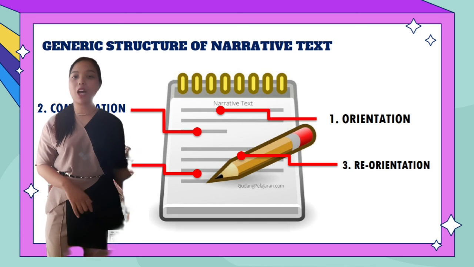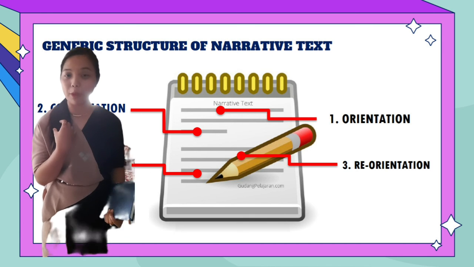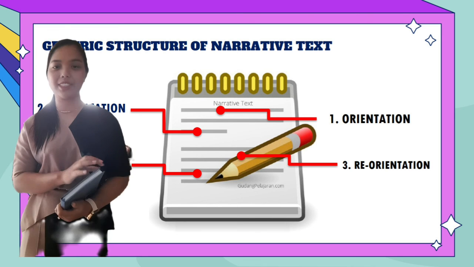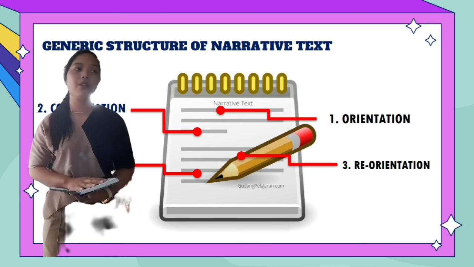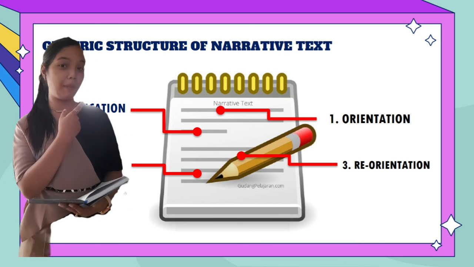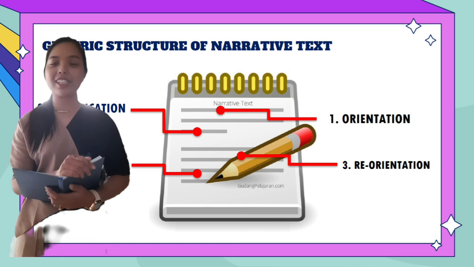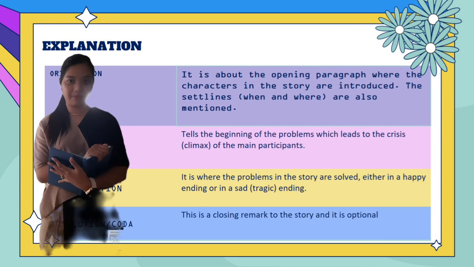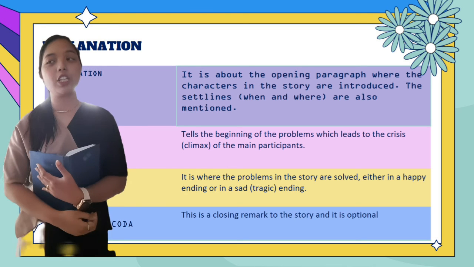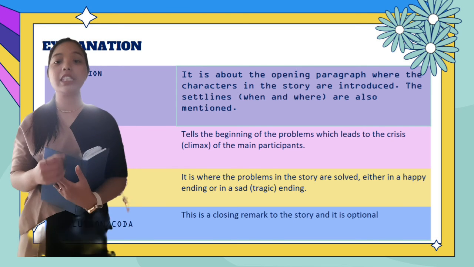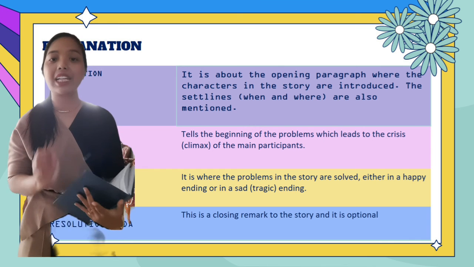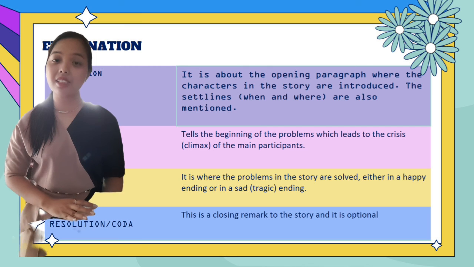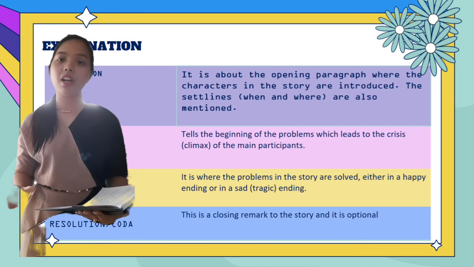Okay, guys, now we are going to the next subtopic. It is about the generic structures of narrative text. As you can see from my PPT, narrative text has 4 parts. The first is orientation. I will explain about the orientation. It is about the opening paragraph where the characters in the story are introduced. The settings, when and where, are also mentioned.